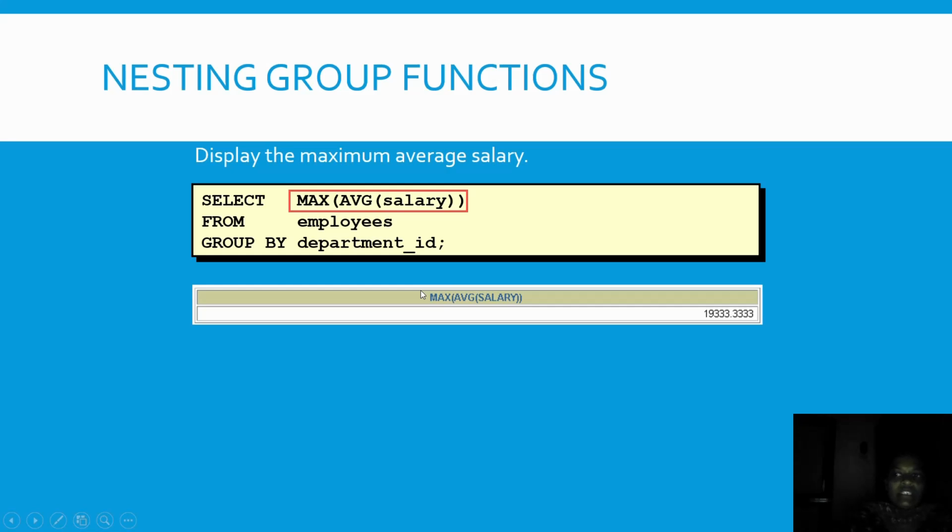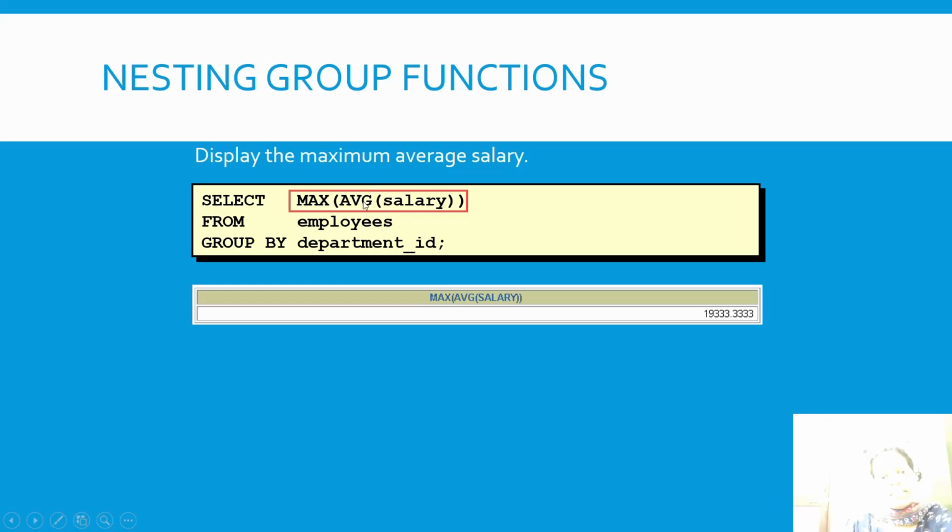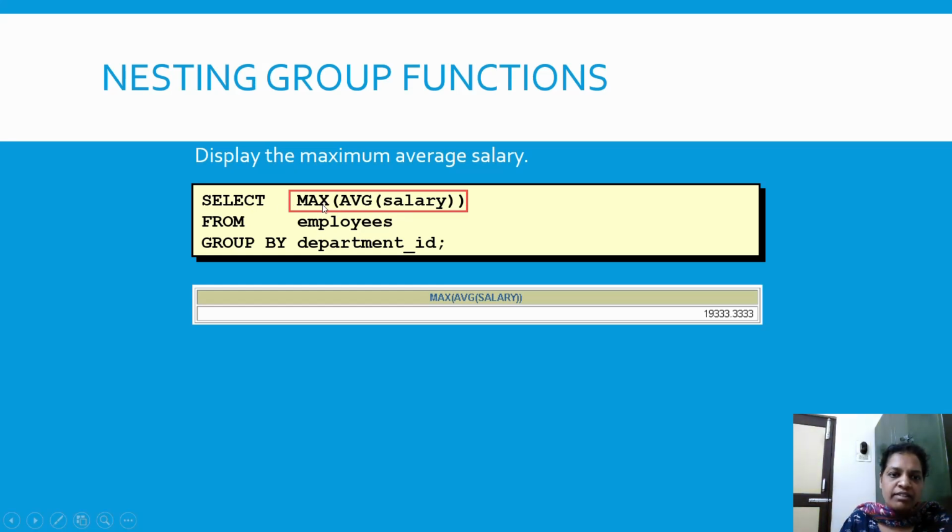So, nesting group functions. See, select max. Nesting group functions means inside an aggregate function we can use another aggregate function, that is the nesting. Max is an aggregate function, and inside that we can use another function. So this we call nesting group functions. That's all.